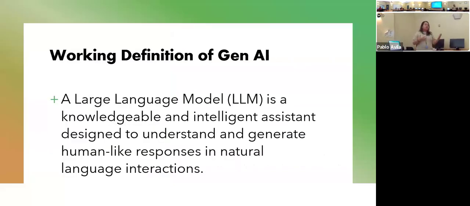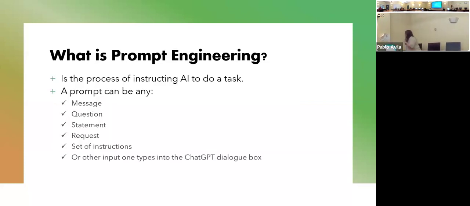This is the same definition I showed you last time: what is a generative AI tool? It's a large language model, which is knowledgeable and intelligent, like an assistant designed to understand and generate human-like responses in natural language interactions. What is confusing about generative AI tools is that they sound like humans, but they're not. They sound intelligent, but they're not. They're just trying to reproduce chains of words that sound like human conversations. Now, we can always ask how you define intelligence, right? That's something else we can maybe discuss another day.